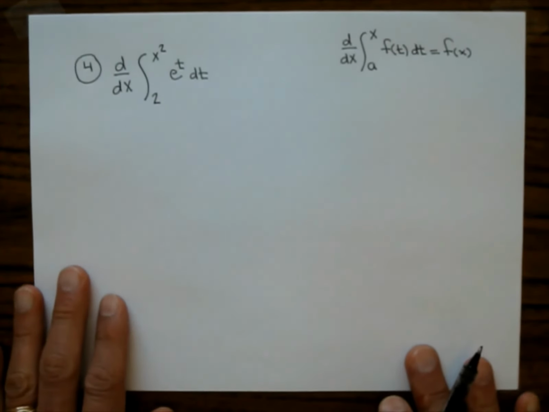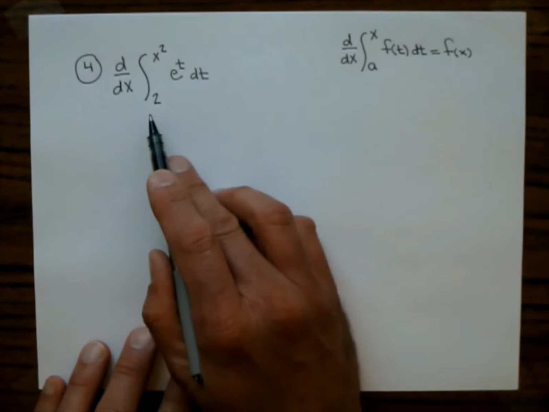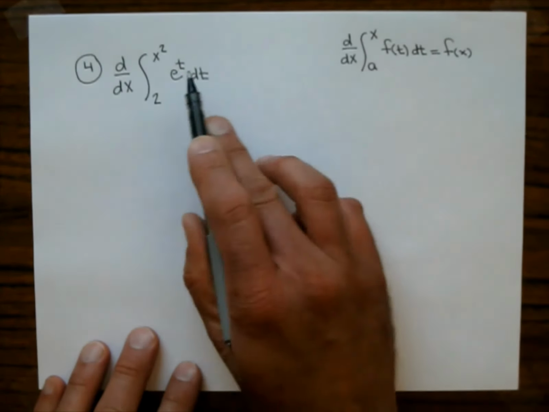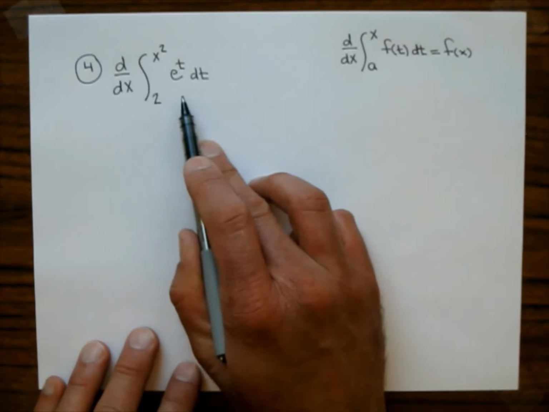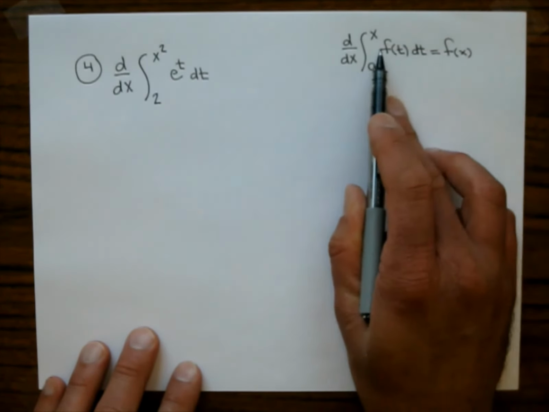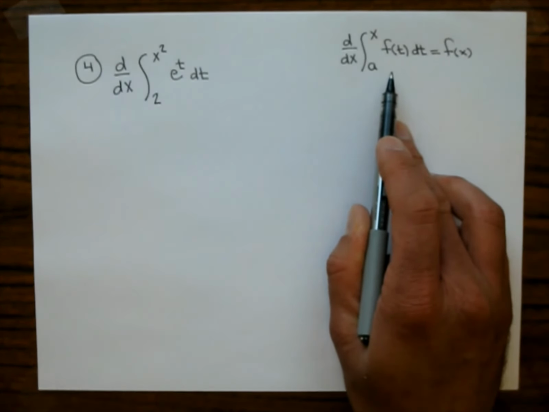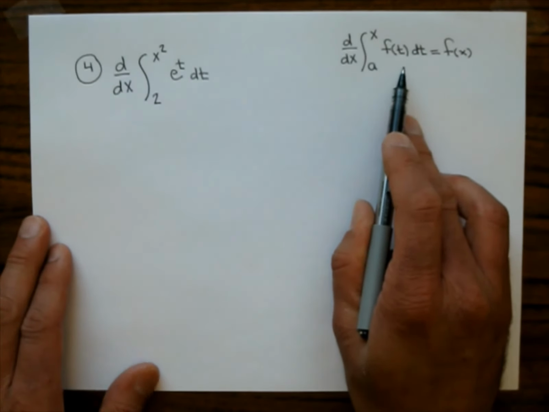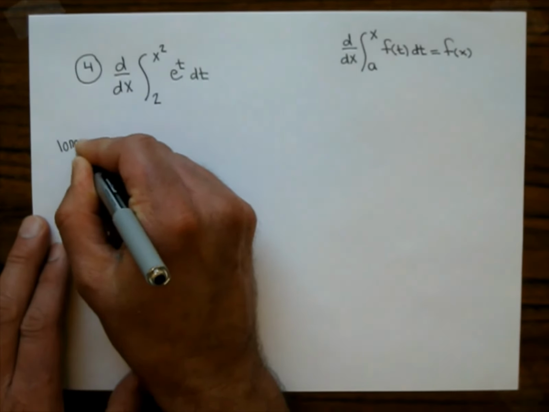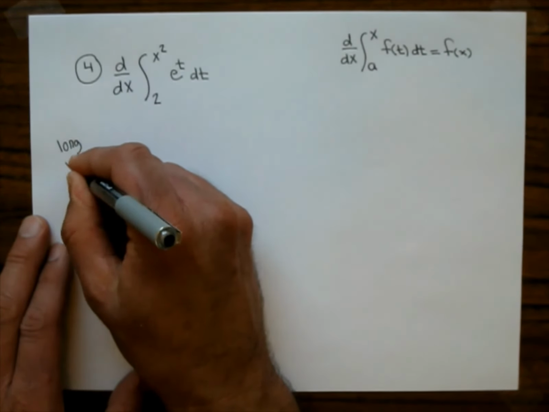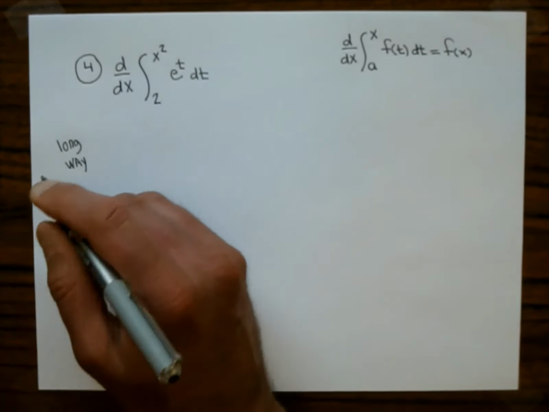Okay, so this one is different. This one's different because instead of having just an x on the top, we have an x squared. So we're not really sure how this is going to work. I mean, you might have a good guess. I'm going to do this the long way, and then we'll get another one that will do it the shorter way. Okay, so this is the long way of doing this problem.